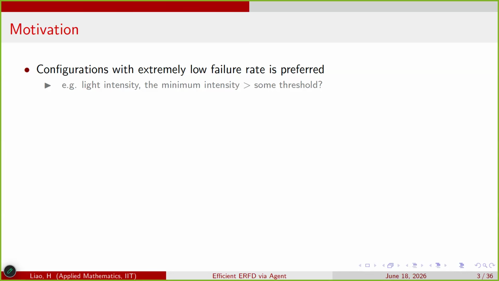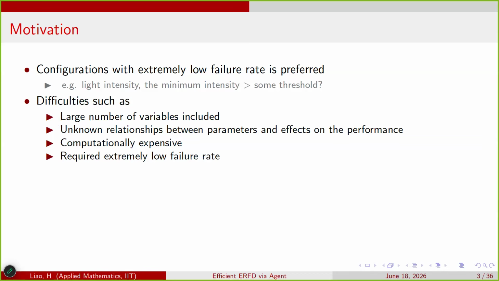And because it's very rare, if you use grid search or random sampling, it's very likely you cannot observe any failure. But it doesn't mean it doesn't exist. It just means the space is way too big. And if you only put down a few points, these rare regions may not show up in your observations.